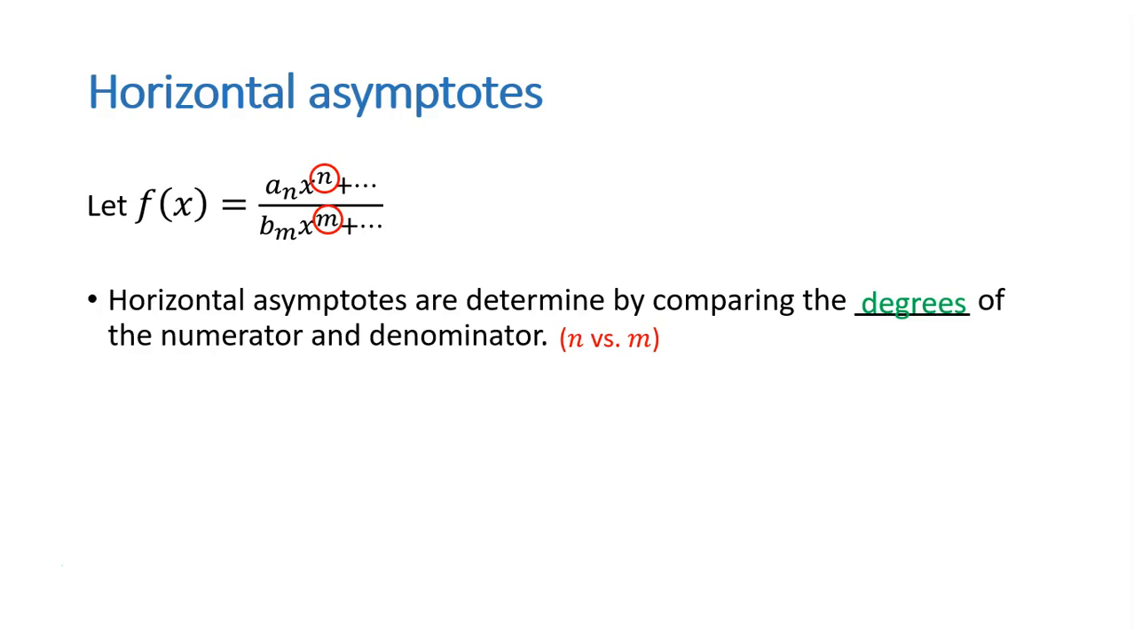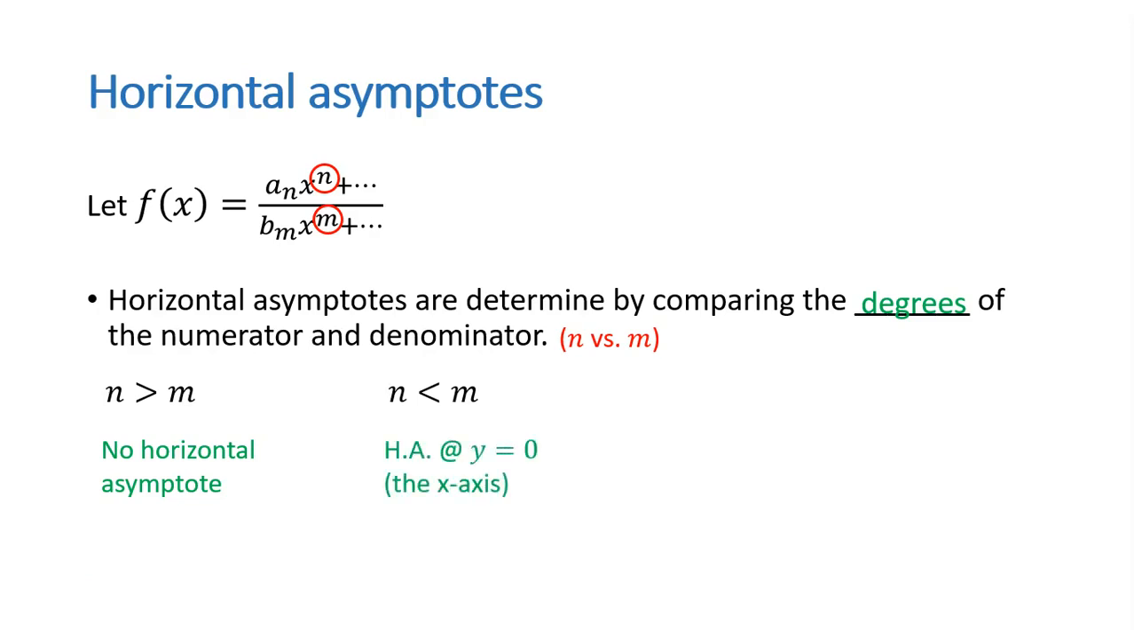We have 3 possible cases for how these two numbers compare, and under each one of these cases we have a different situation involving whether or not we have a horizontal asymptote and what it is, assuming we have one. So the first possibility is that n is greater than m. In that case, we do not have a horizontal asymptote. Another possibility is that n is less than m. In this case, we do have a horizontal asymptote, and it's always going to be at y equals 0, which is the x-axis.